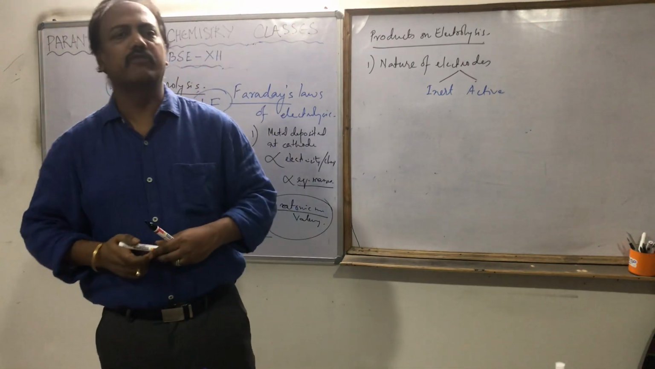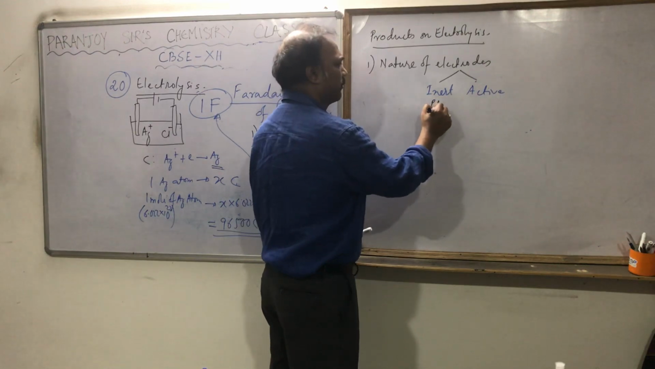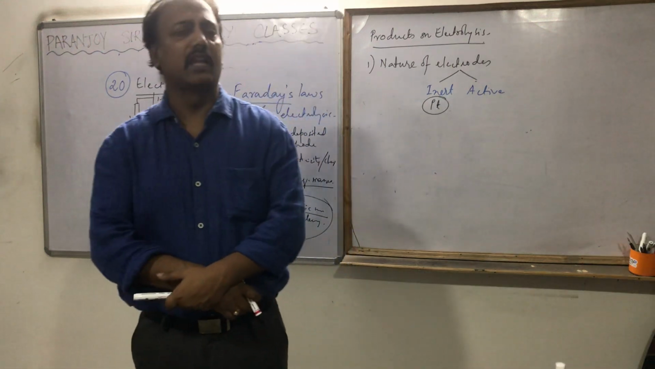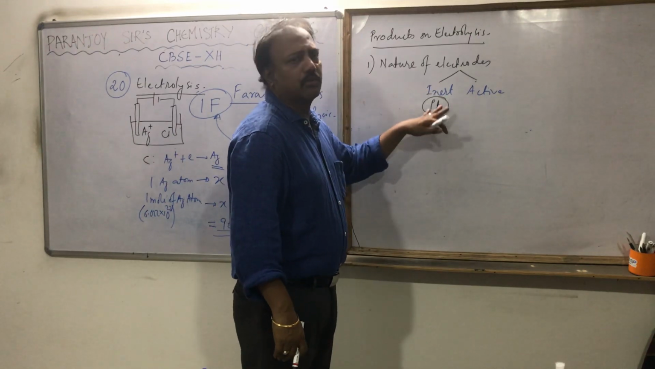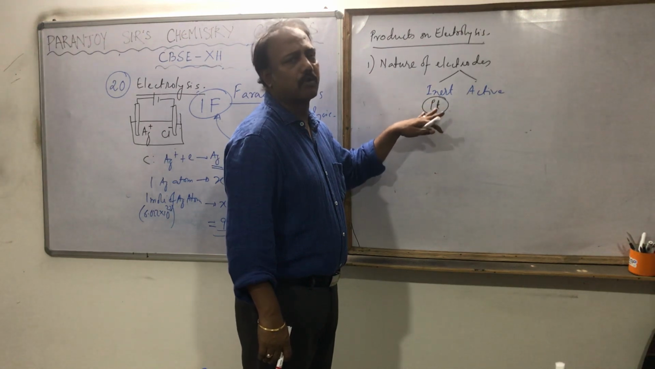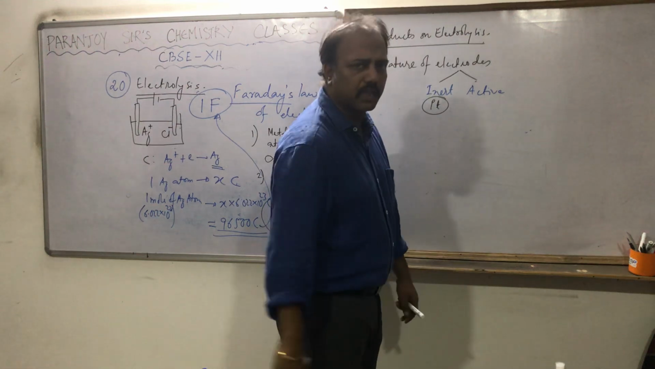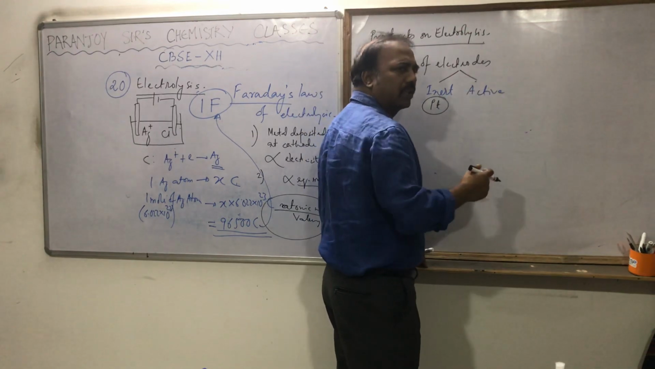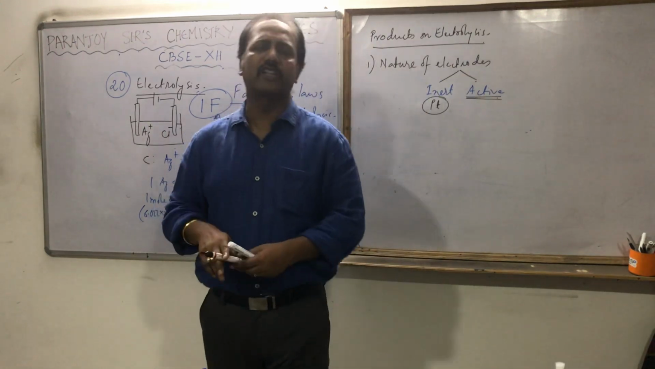Some electrodes do not take part in the reaction. For example, a platinum electrode. Because platinum is a very less reactive metal, it does not react at all when behaving as an electrode. So the electrode is not responsible for any part of the reaction. Whereas other electrodes like copper, zinc, tin, iron can themselves take part in the reaction, and in that case the product will obviously be different.